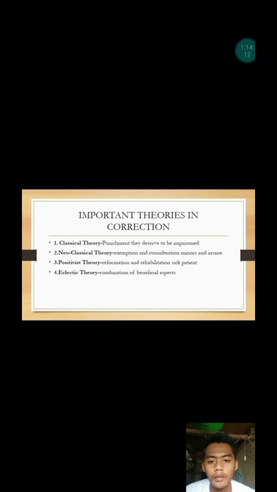Important theories in correction. First is the classical theory: this is the punishment they deserve to be in prison. The neo-classical theory is the exemption and consideration of minors and the insane. The positivist theory is reformation and rehabilitation, treating the offender as a sick patient. The eclectic theory is a combination of beneficial aspects.